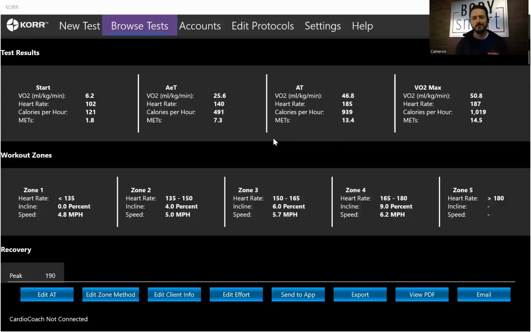All right, so you've just had a metabolic test done with us here at Body Smart. Let's show you a couple of the things that you need to look at and know that will help you interpret the results that you got.